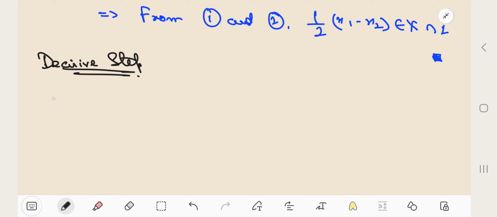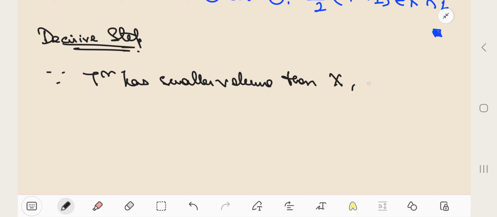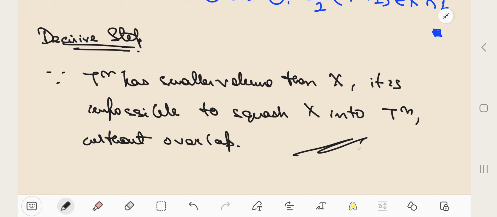The decisive step is that since T^n has a smaller volume than X, it is impossible to squash X into T^n without an overlap. Just try to think about this statement geometrically or visually, and you will get to know what I tried to mean. Okay, so let's end this lecture here.